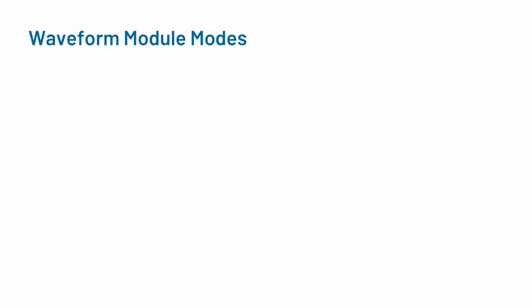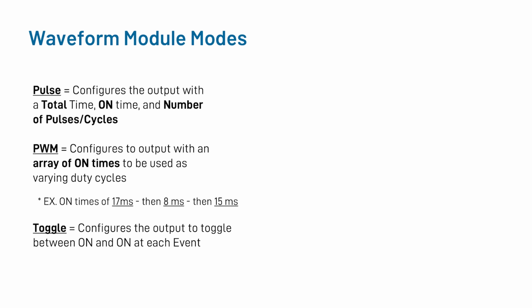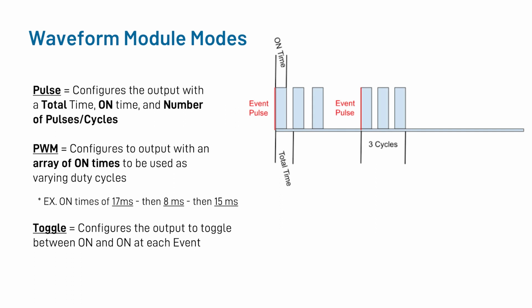Within the waveform module, we have three configurable options: pulse, PWM, and toggle. The pulse mode is what we have been seeing in our example snippets so far, and this is the most common use case. This will set up the PSO to output a pulse with each output from the event module. Each of these pulses will contain a total time for the pulse, a specified on time within the aforementioned total time, and then the number of pulses that actually get outputted per event from the event module. So once an event occurs, we can configure the total time for the output pulse, how long the actual output will be on for each pulse, and then the number of pulses that actually occur per event module event.